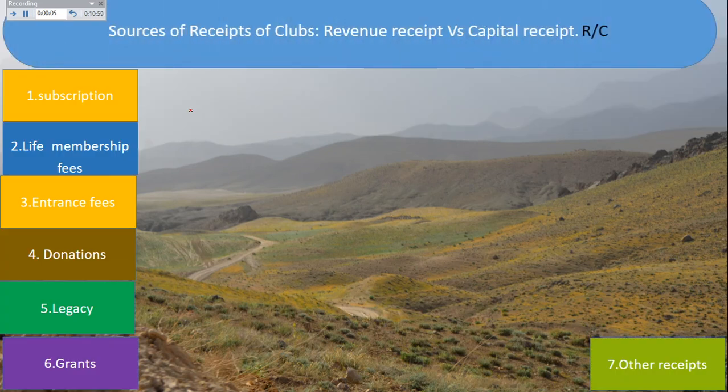Sources of receipts of a club. So what are the sources of receipts of a club? We can categorize the receipts into revenue receipts versus capital receipts. Here I'll be using the codes R and C: R for revenue, C for capital. So you see here there are seven headings for sources of receipts. The first one is subscription.